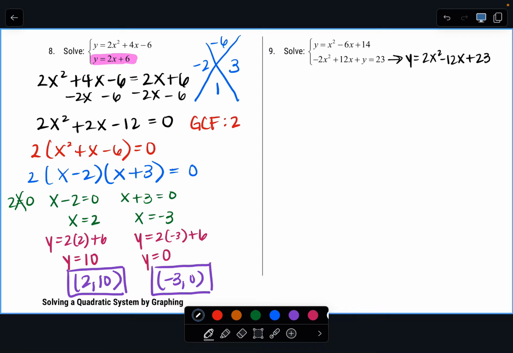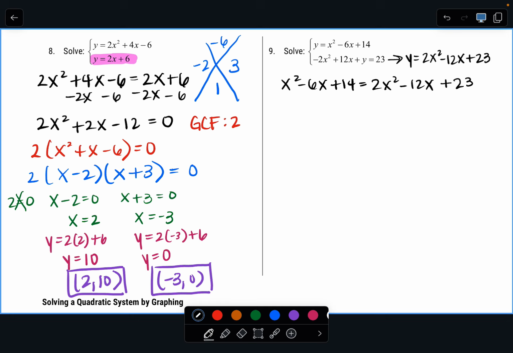Okay, now that I have y equals and y equals, I can take the two equations and I can set them equal to each other. X squared minus 6x plus 14 is equal to 2x squared minus 12x plus 23.